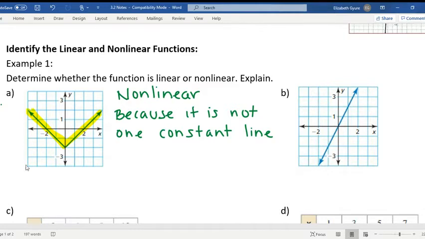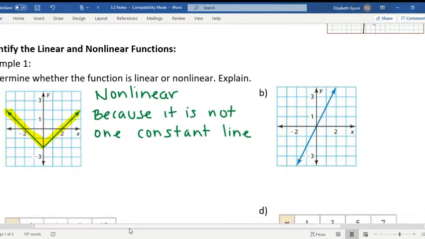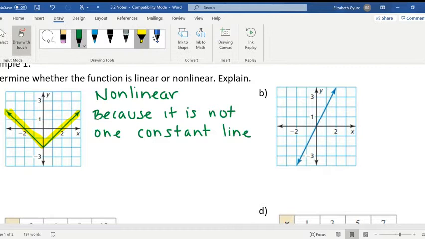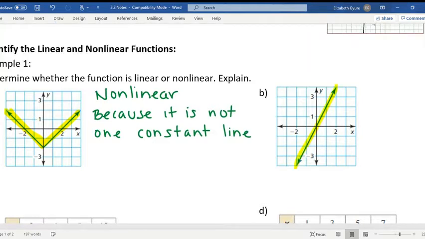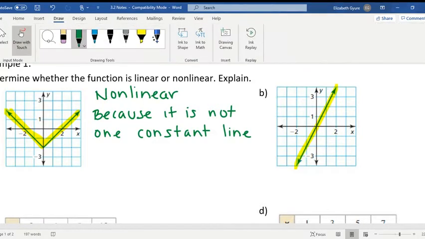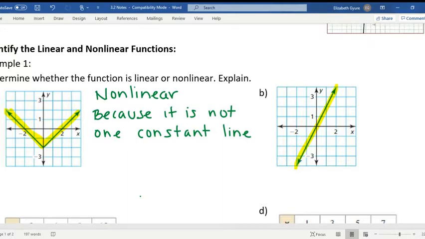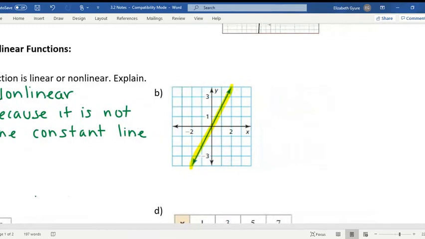And then for part B, what do we think about this one? Here we have this graph. Do you think that would be linear or nonlinear? Linear. It's one nice straight line, right? So we would say linear because it is a constant line.